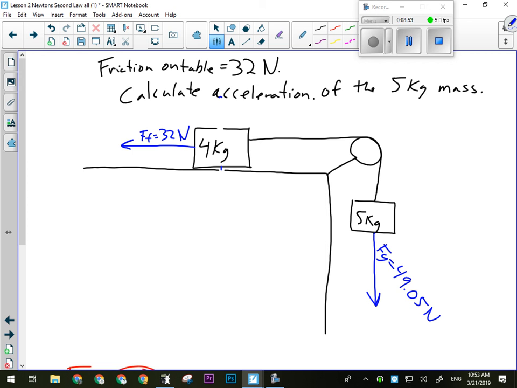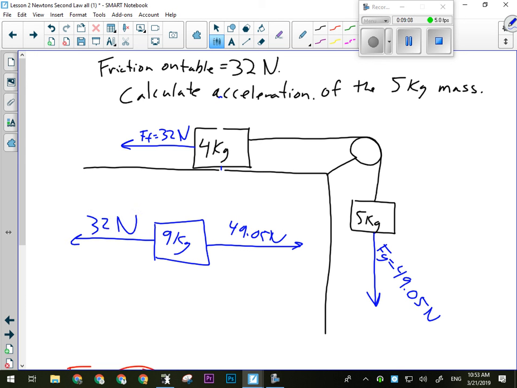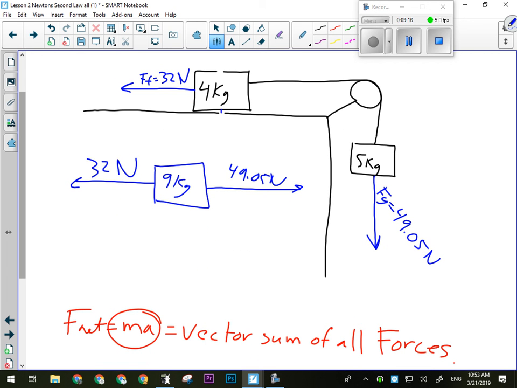Okay, so I'm going to simplify my diagram by saying I've got 9 kilograms worth of system mass being pulled this direction by 49.05 newtons and this direction by 32 newtons. That would be accurate. Those are the two forces opposing each other in this system. Okay, so then I've just got to find my vector sum of all forces. Okay, that'll be my next step.